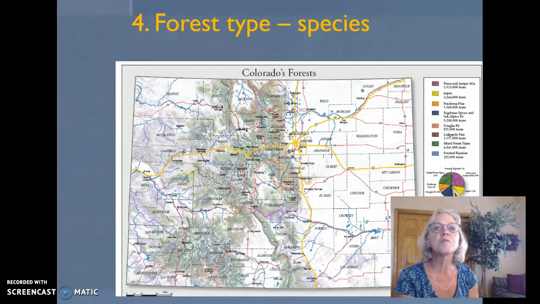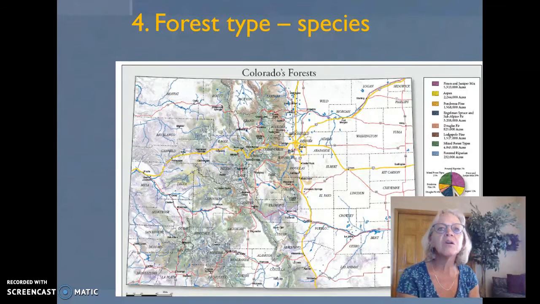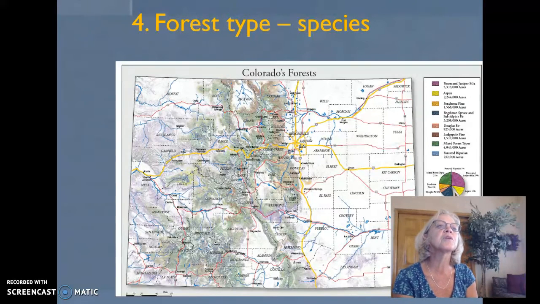The fourth is forest type and species, and here's an example of the state of Colorado. And the trees are color coded, and they're pinyon and juniper mix, they're aspen, they're pondo, they're Engelmann subalpine, they're Doug, they're lodgepole, mixed, or riparian. So these are all the different forest regions we're going to be studying, and we'll be learning about the specific silvicultural characteristics of each of those.